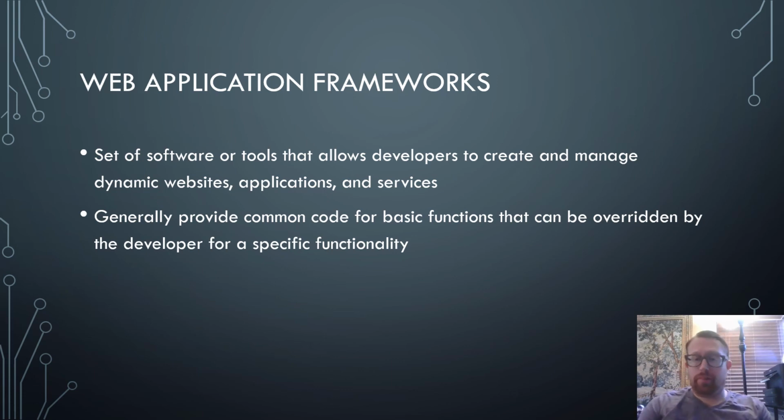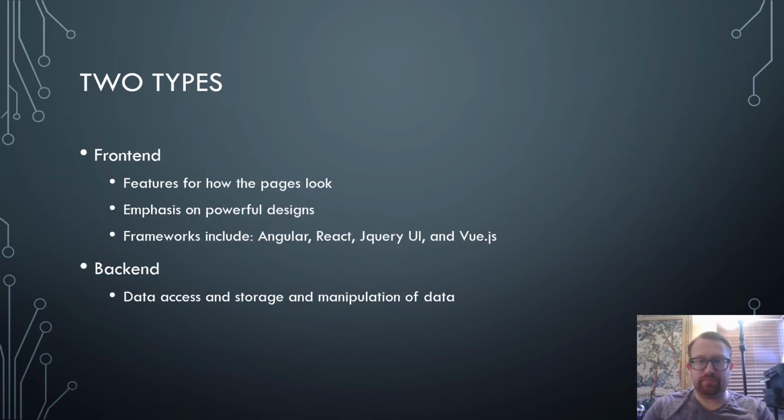So, we're talking about web application frameworks today. These are a set of software tools that allows developers for websites to create and manage dynamic websites, applications, and services. So, this is essentially another way to create a dynamic web page. These generally provide common code for basic functions, and they can be overridden, meaning changed, altered, so that a developer has some control over a specific part of the web page. So again, you don't need to know how to do these, you are just going to know about them.